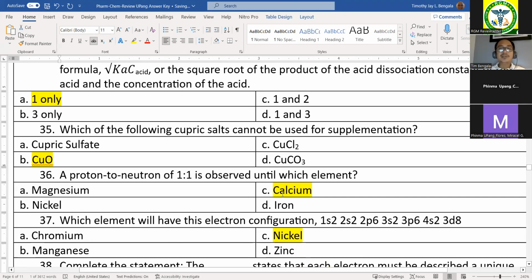Next, which of the following complex salts cannot be used for supplementation? So, yung binanggit natin doon, hindi siya explicitly nakalagay dun sa handout. Pero diniscuss natin na for supplementation, gusto mo, soluble siya. Kasi nga, kailangan siya ma-absorb. So, kailangan soluble siya. Nabanggit natin doon na cupric oxide lang yung insoluble. So, that means siya yung least likely to be used as the salt for supplementation. So 35, letter B yung sagot natin.